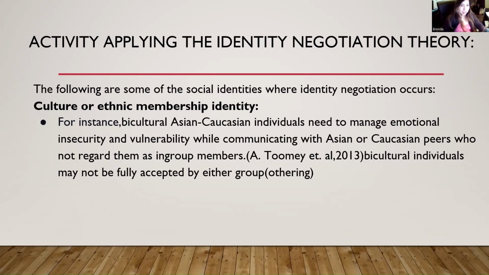So bicultural individuals may not be fully accepted by the other group. This is called othering, kind of like if you are Asian, you're not Asian enough, or you're not Caucasian enough. So there's a gap in between where they feel like they don't entirely belong. Next slide, please.